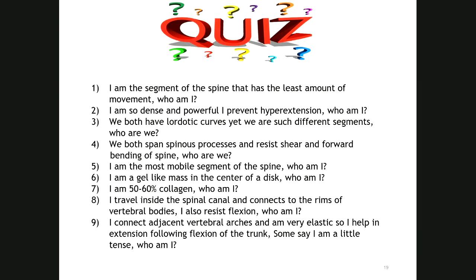All right, so we both span the spinous processes and resist shear and forward bending of the spine. Who are we? Interspinous and supraspinous ligaments. Good one. I am the most mobile segment of the spine. Who am I? Cervical. Good.